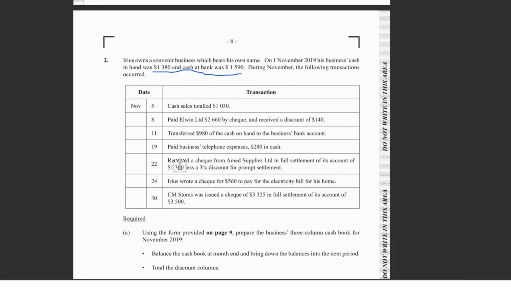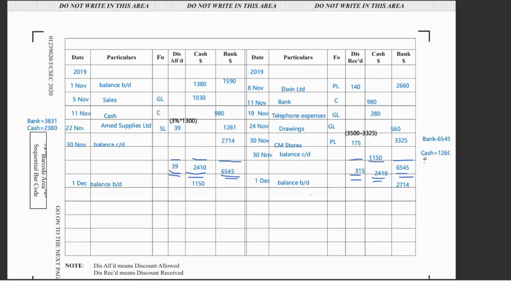The 22nd of November, received a check from Amit Supplies Limited in full settlement of its account of $1,300 less 3% discount for prompt settlement. So please note that we have to find 3% of $1,300 for our discount. So put that into your calculator and tell me what you get. All right, so you should get 39. So we gave Amit Supplies $39 as discount.